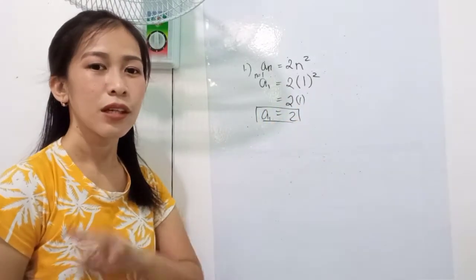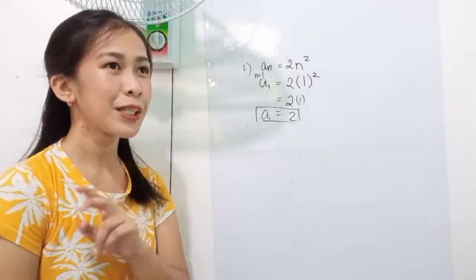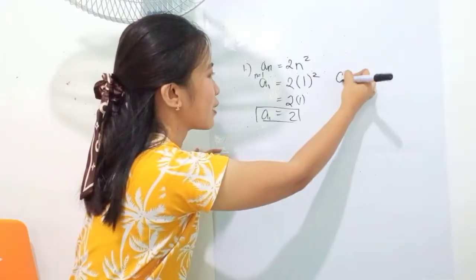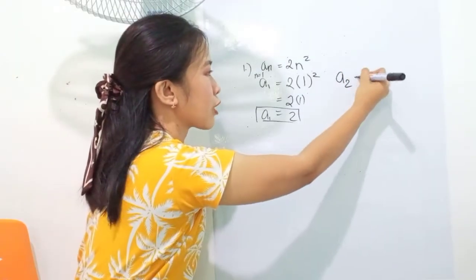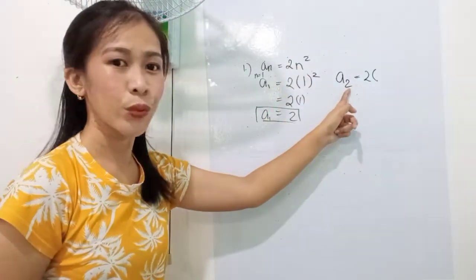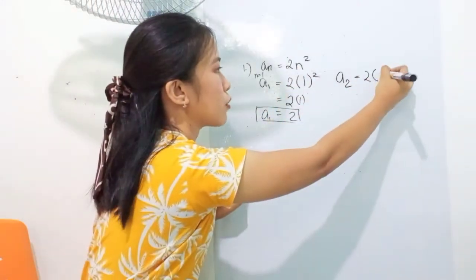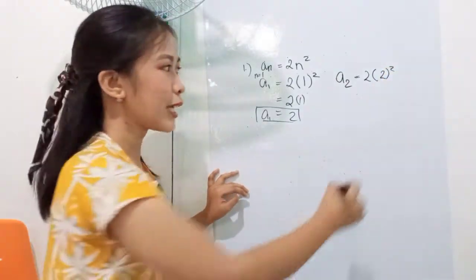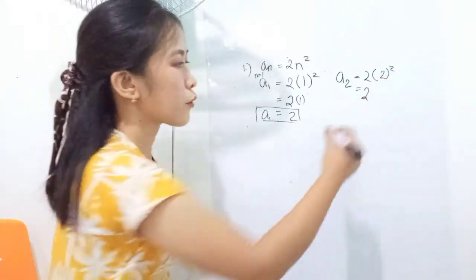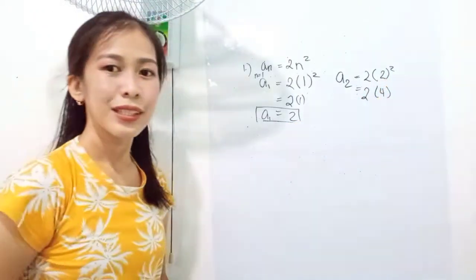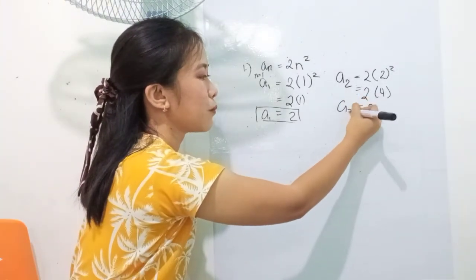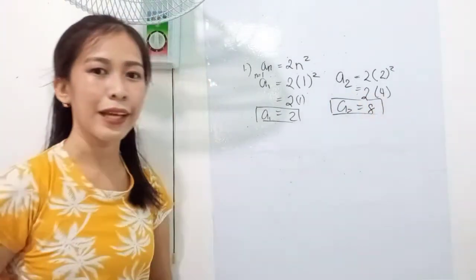Alright? Now, let's look for the second term. Kapag naman second term, of course, papalitan mo naman yung n ng 2. So, we have A sub 2 is equal to 2 times ang n natin, dahil tayo ay nagpalit na ng 2, of course, 2 naman siya doon. 2 raised to 2. Okay? And then we have 2, and 2 raised to 2 is, of course, 4. Diba? And then 4 times 2 is equal to 8. Therefore, our A sub 2 is 8.